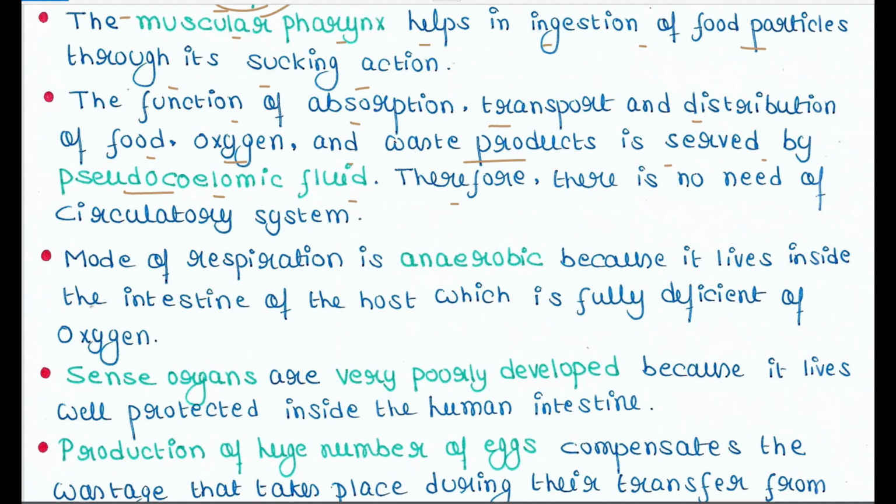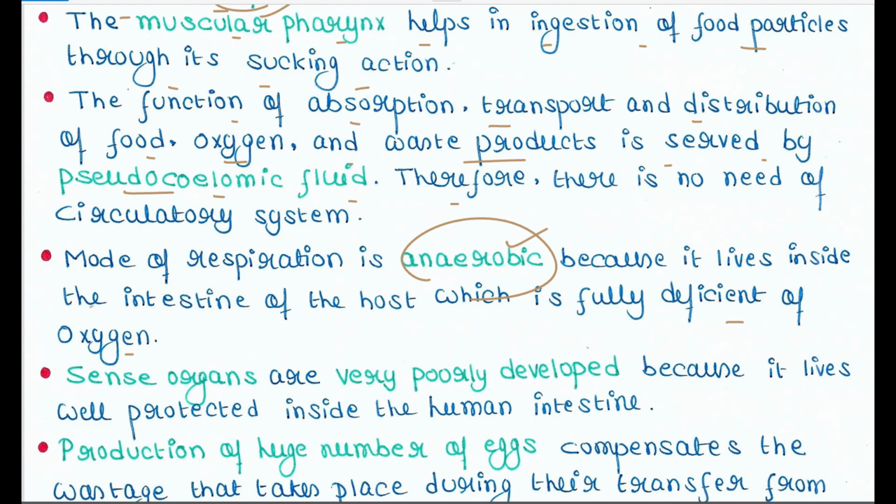They have the pseudocoelomic fluid, which helps in transportation and distribution of food, oxygen and waste products. And the mode of respiration is anaerobic because it lives inside the intestine of the host, which is fully deficient of oxygen. So we know that the pipeline of our gut doesn't have oxygen. That's why they have anaerobic respiration.